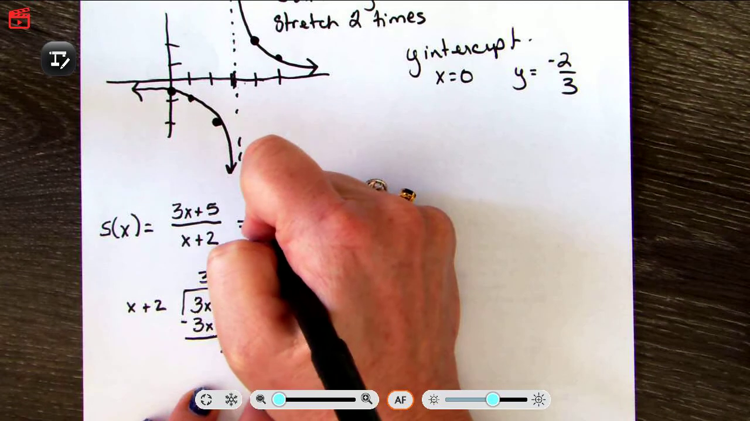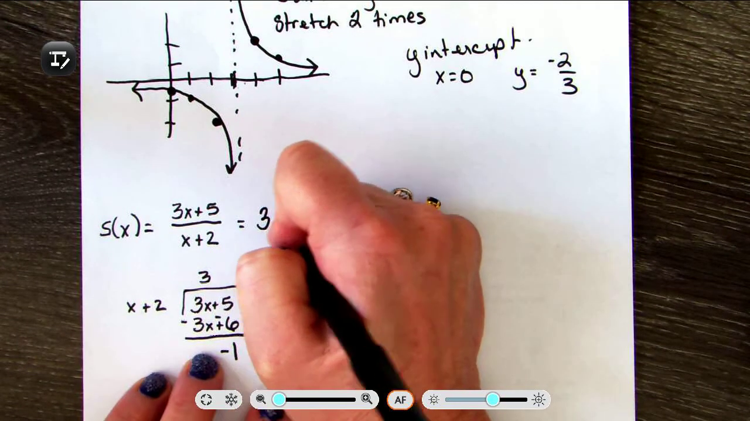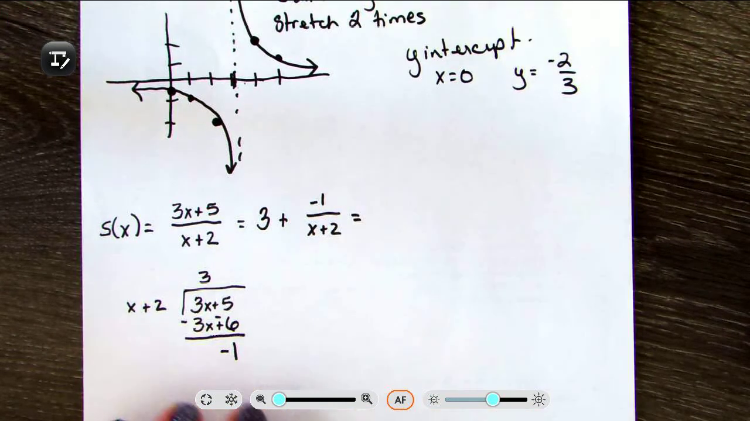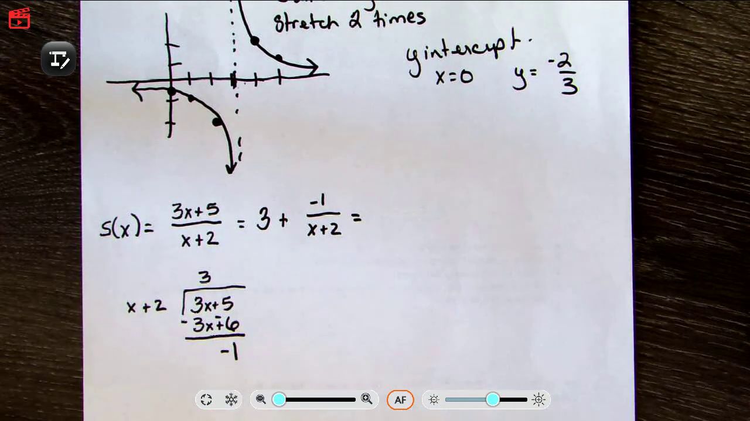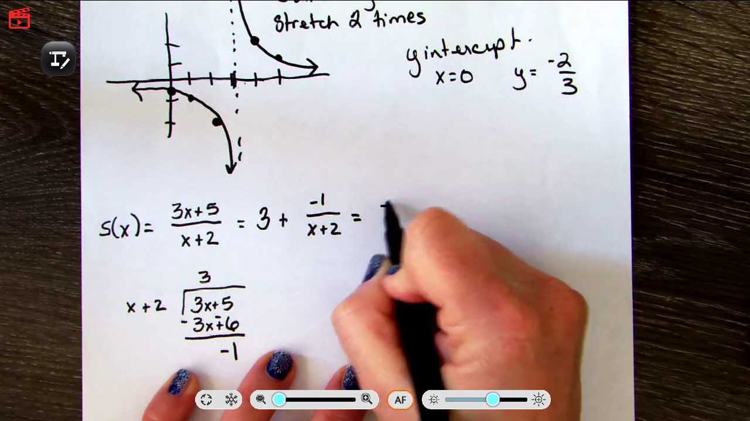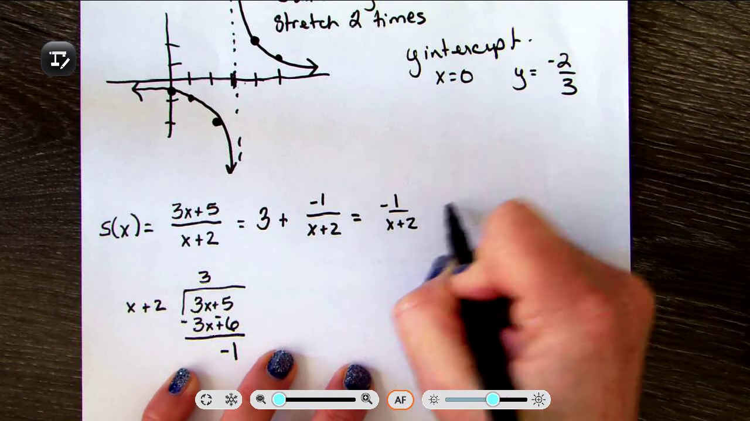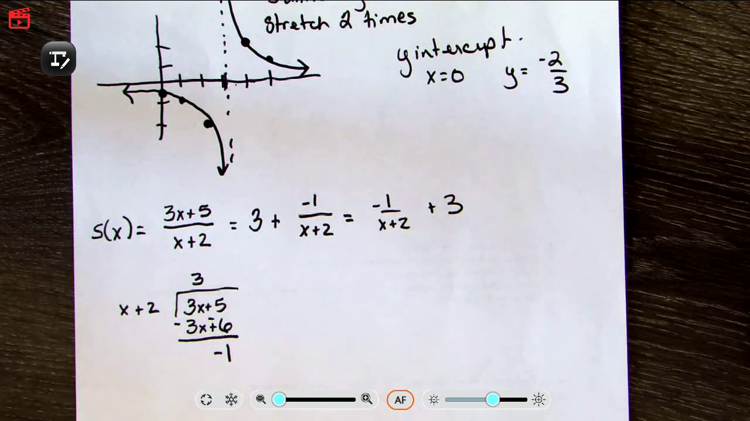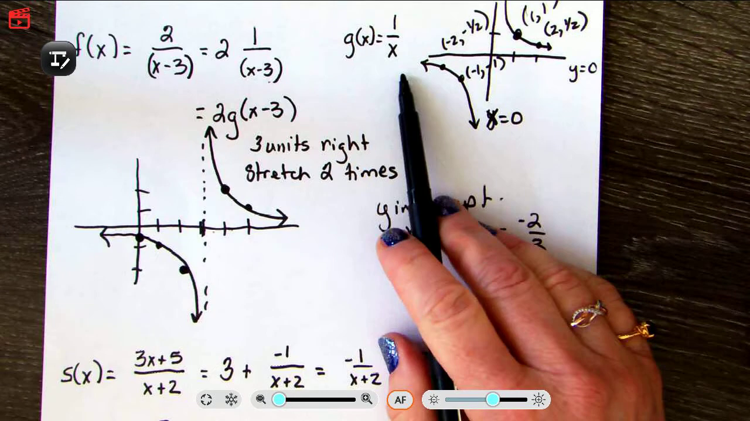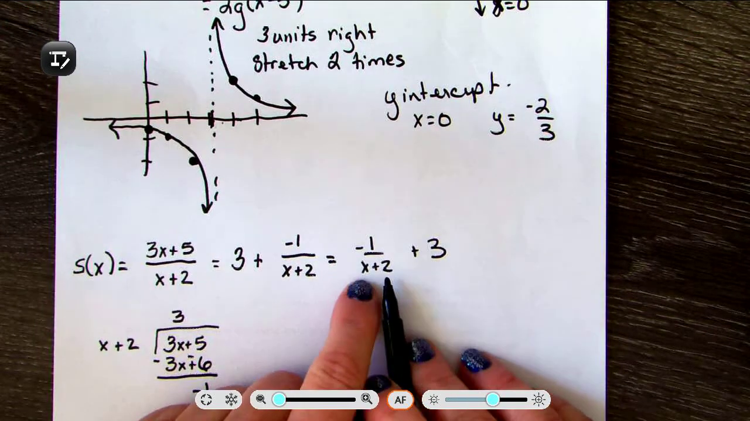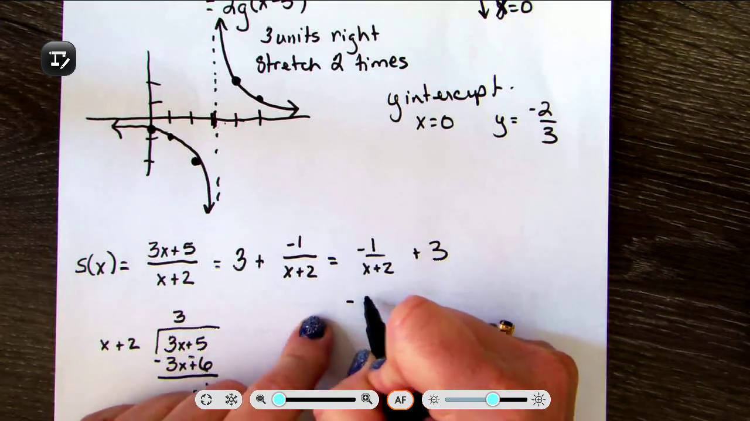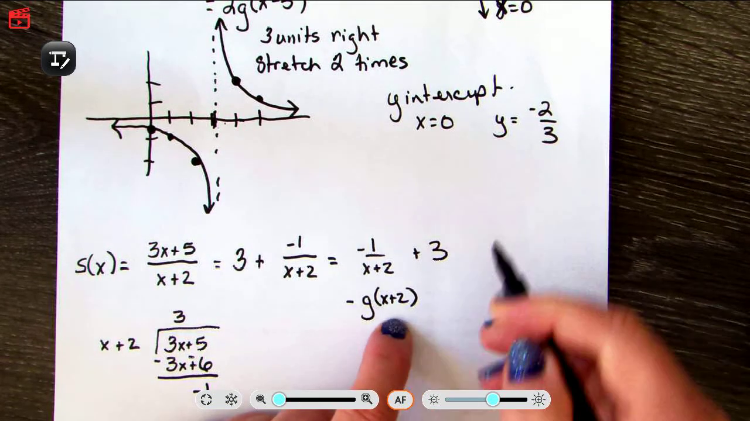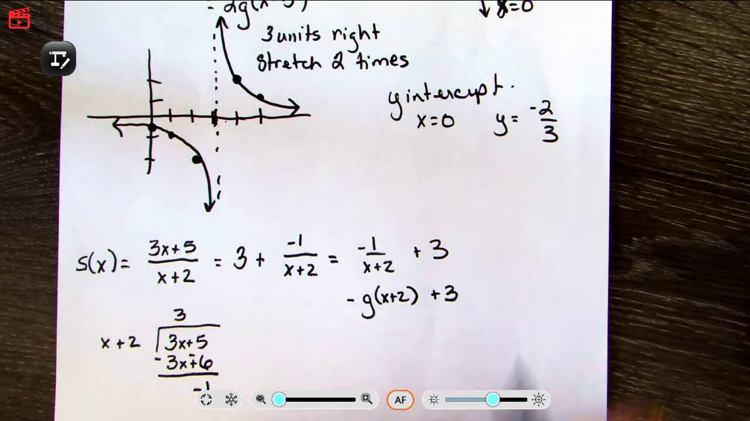So we would write this as 3 plus -1 over x plus 2. And to make it even more apparent, I'm going to flip the two terms around. So I'm going to write the fraction piece first, and then add that 3 onto it. So this was our g, 1 over x. Very similar, this piece is like a negative g of x plus 2. So we saw that in the first one. And then we added 3 to it.